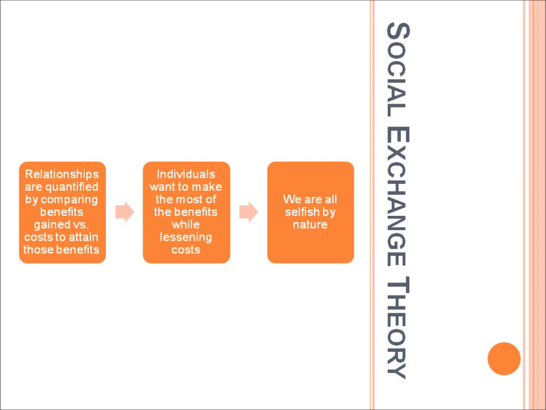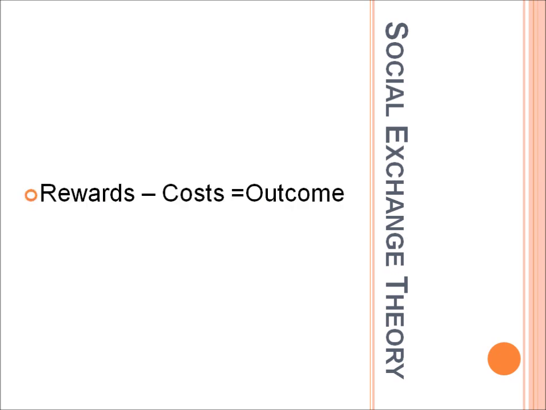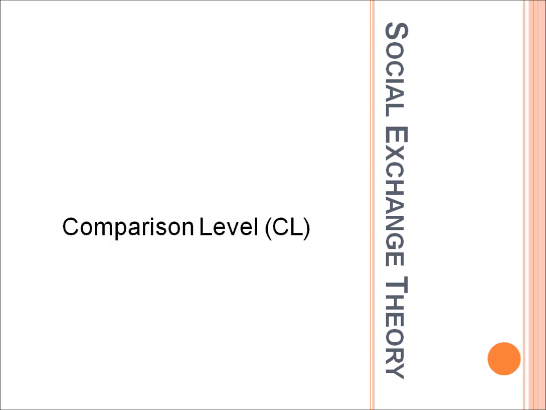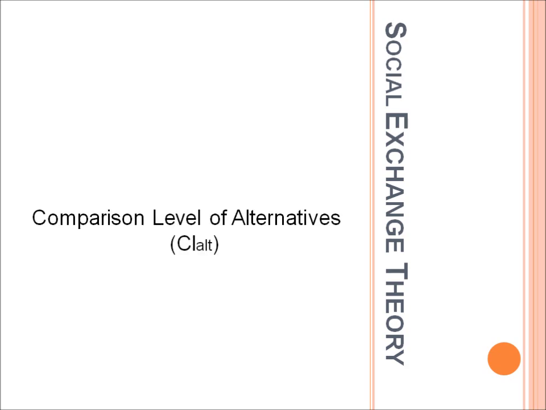There are three core elements that define social exchange theory. First, the outcome of a relationship is determined by subtracting costs of a relationship from the rewards. If the rewards outweigh the costs, a positive outcome value is achieved. However, if the costs are greater than the perceived benefits, a negative outcome value occurs. Next is a comparison level, or CL. The CL is determined by what rewards an individual expects to receive in a relationship. Finally, the comparison level of alternatives.